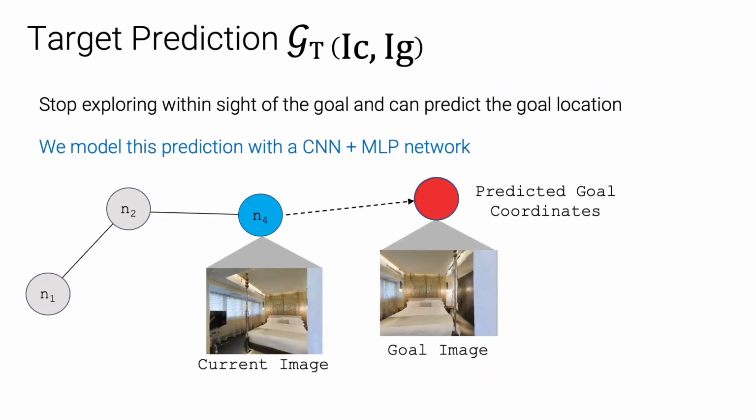After expanding the graph, the agent predicts if it should stop exploring. Additionally, it predicts the goal location coordinates. If the agent predicts to stop exploring, the agent uses the local navigation policy to navigate to the predicted goal coordinates. Predicting to stop exploring and predicting the goal location coordinates can be modeled with a CNN and MLP that takes as input the current image and the goal image.